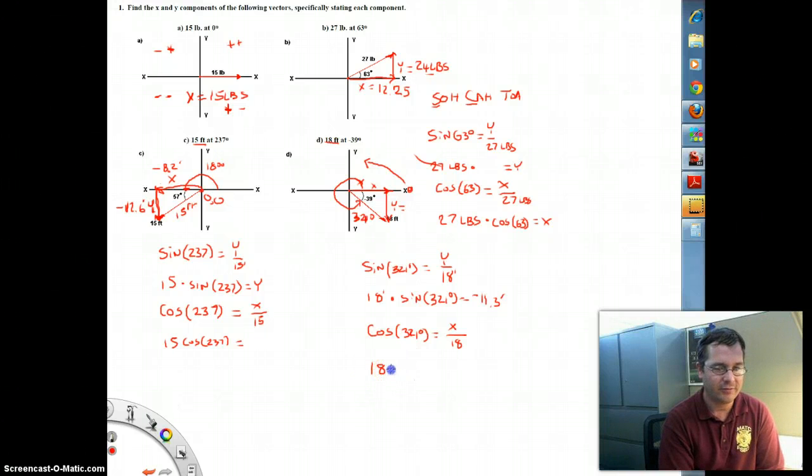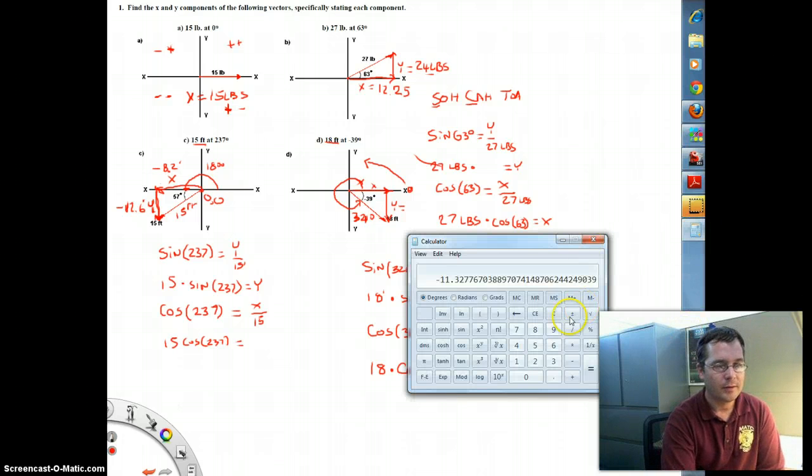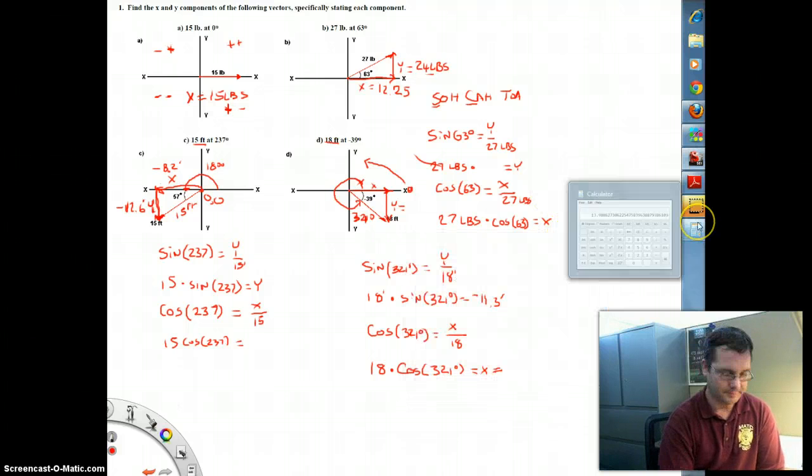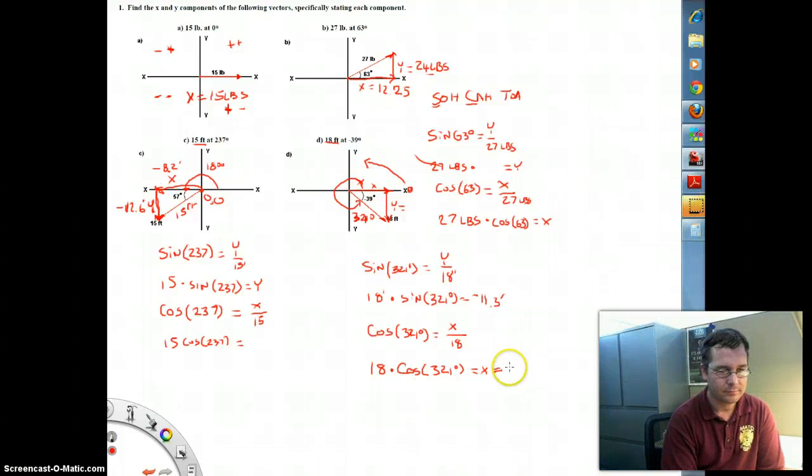Doing a little plugging and chugging, we multiply both sides by 18. 18 times the cosine of 321 degrees equals x, which is equal to, so we'll come out of here again, 321 degrees cosine times 18. It should give us a positive number, less than 18, which it does. 13.99 feet, let's call it 14 feet even.